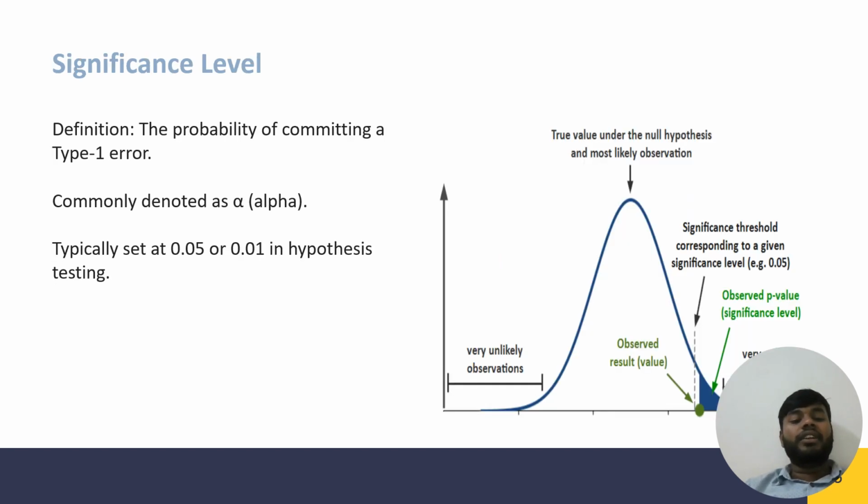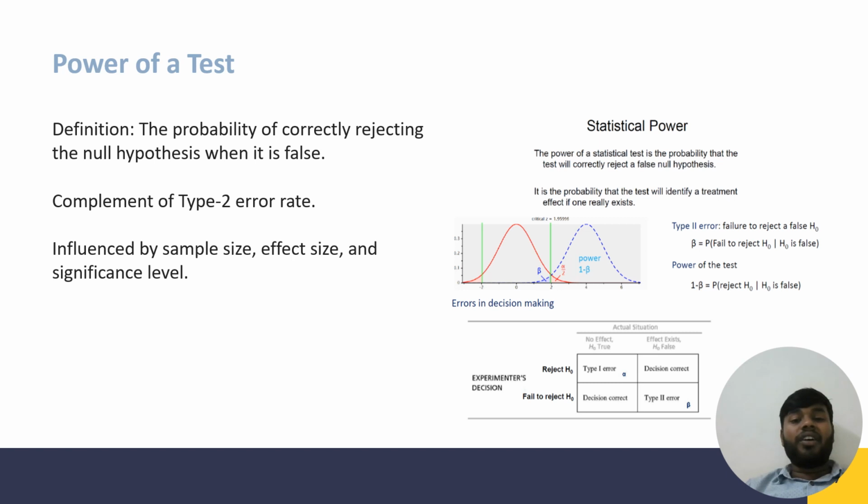Significance level. Definition: the probability of committing a type 1 error, commonly denoted as alpha, typically set at 0.05 or 0.01 in hypothesis testing. True value under the null hypothesis and most likely observation. Significance level corresponding to a given significance level. Observed p-value, observed result. Unlikely observation.